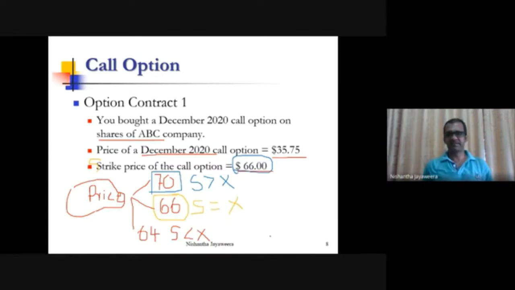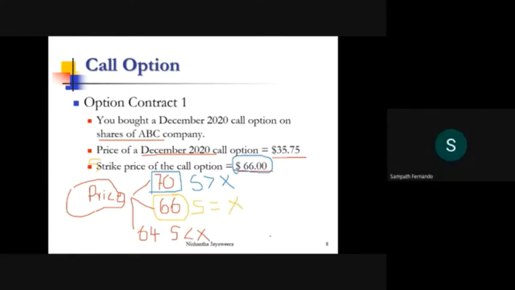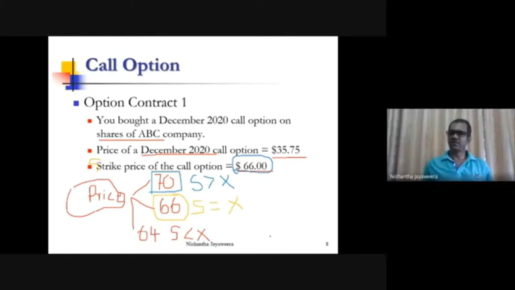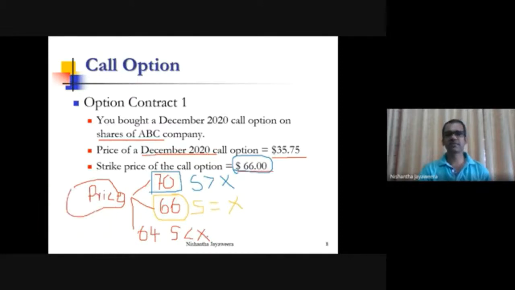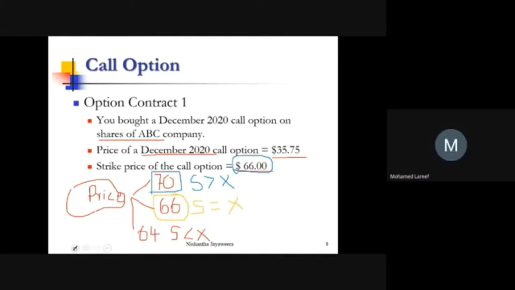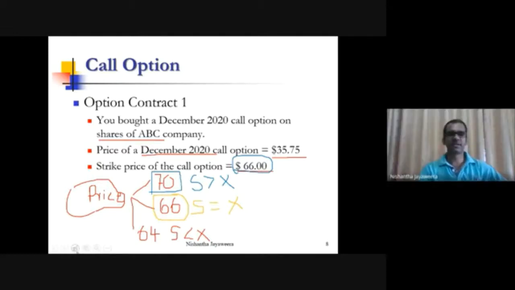Is it clear? Yes, sir. Okay. What do you do at this instance? Third scenario. When the spot price is less than the strike price, what do you do? So you are not exercising. You don't exercise your right.